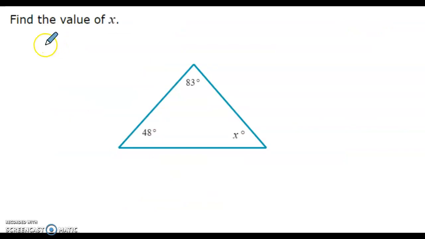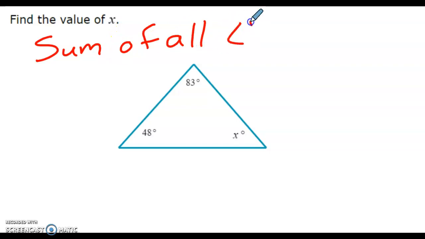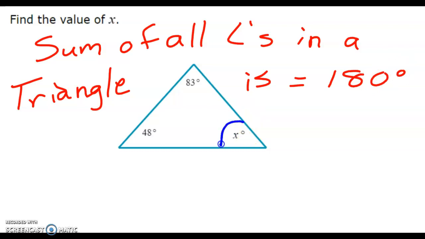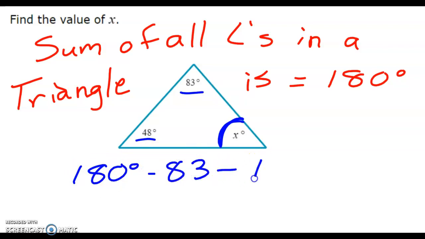Okay, so getting into what you're actually going to be seeing today, right off the bat, the very generic question here: the sum of all angles in a triangle is equal to 180 degrees. And I think we all know that. Then we have to figure out what the measure of angle X is. Well, all you're going to do is take the 180 degrees that makes up this triangle and subtract 83, subtract 48. If you wanted to add those things up together first, you could have done that.